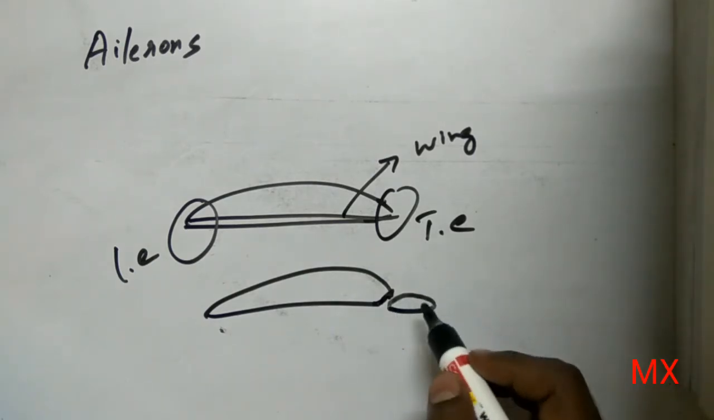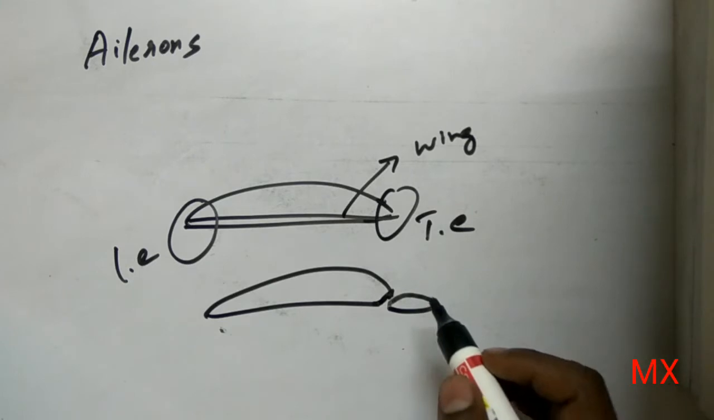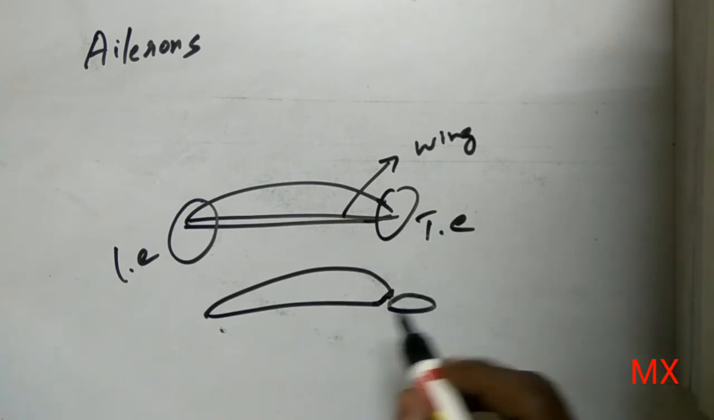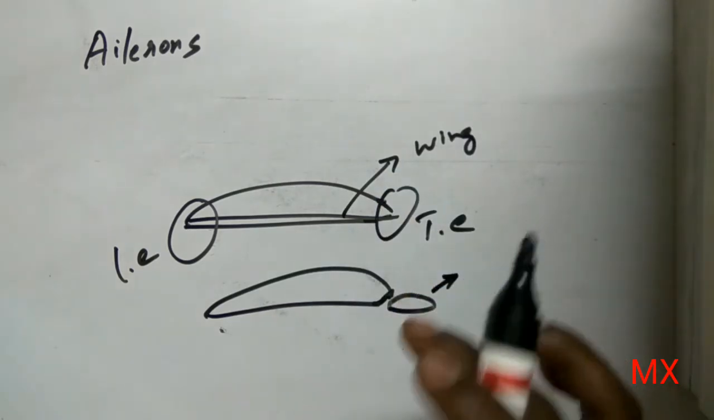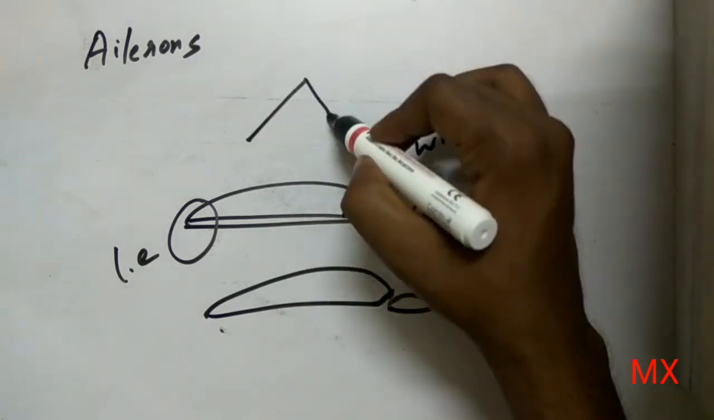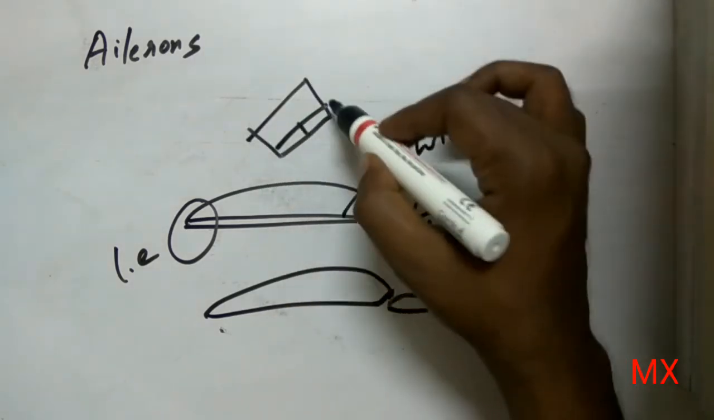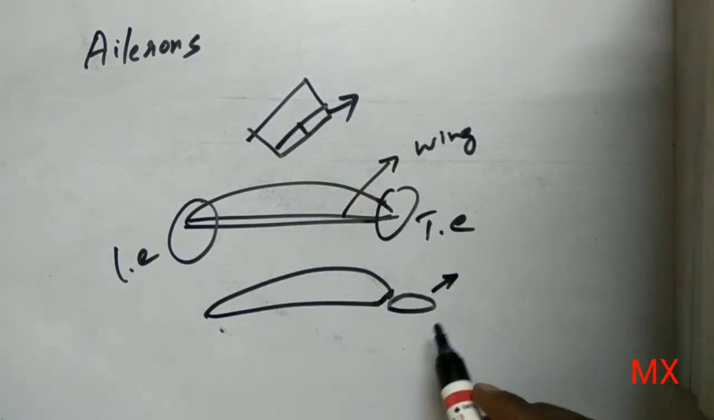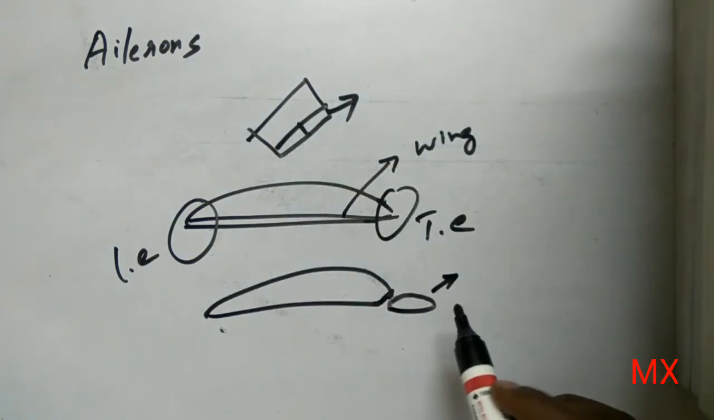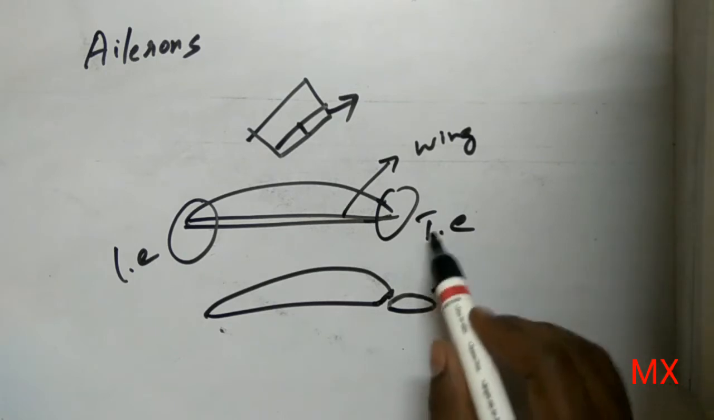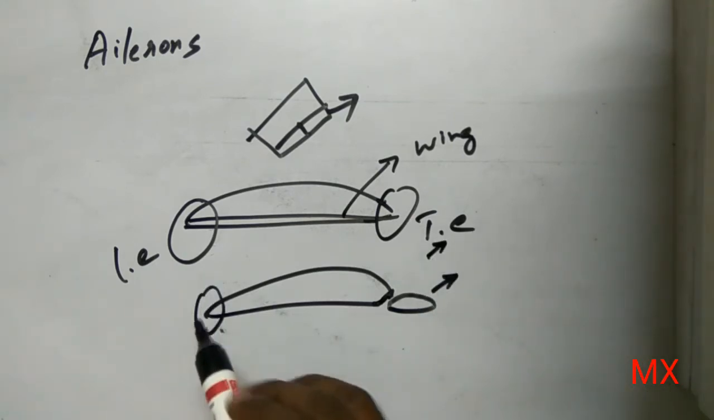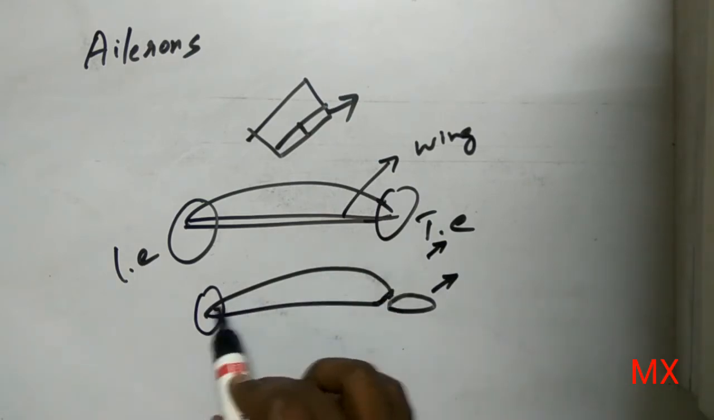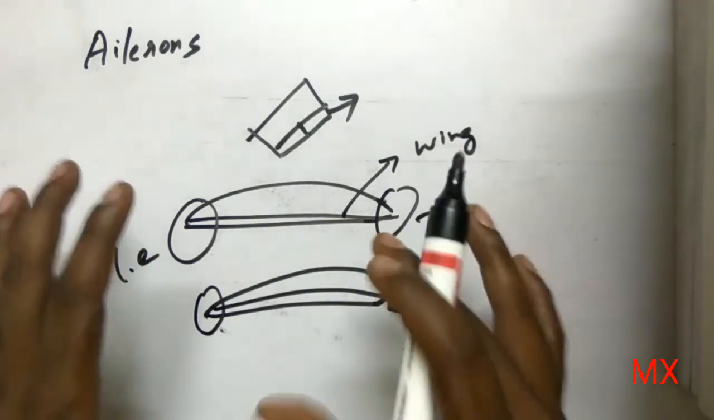So when this trailing edge is moving, this airfoil is also moving. I already said you can see the airfoil in this wing. I already distinguished the airfoil like this. This is termed to be the airfoil in the wing. So when the airfoil moves, the trailing edge also moves. This is termed to be the trailing edge. The trailing edge also moves, while the leading edge doesn't move, it will be in the same position. So this is the main concept behind the airfoil.